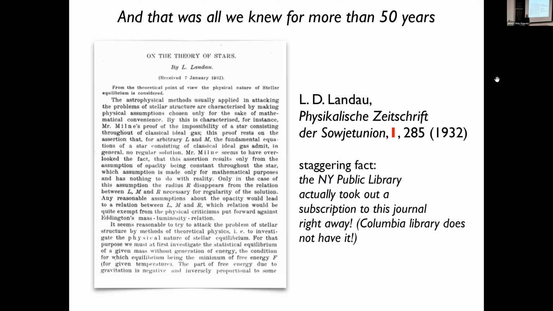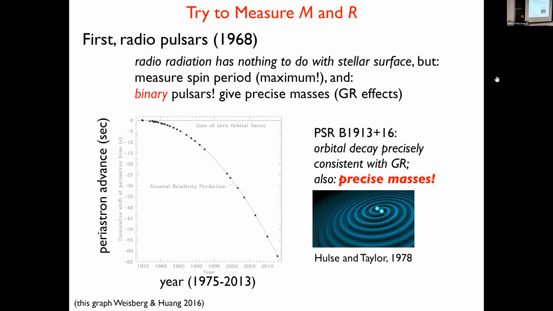So there we go. This is the first paper, and you may know that the next paper that Landau wrote on neutron stars was in 1938 while he was in jail, and it's the paper that got him out of jail. Why was he in jail? Because, right? People were arrested for no reason at all in 1938.